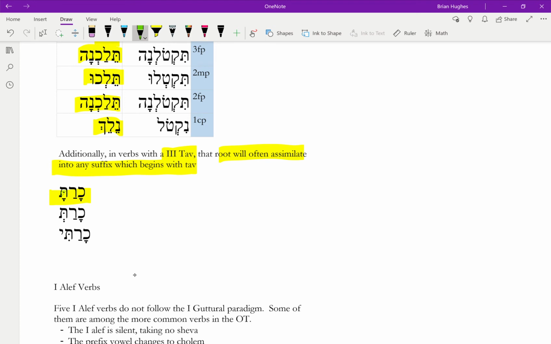It's the doubling of the tav, whereas normally you'd have a tav with silent shewa and then a tav with the qamets. At this point it's just doubled up, and we still get the same pronunciation because it's a strong dagesh, so it doubles the tav sound in our mouth. Karata, karata, karatta. Similarly, we get karat, and then karati for our first common singular.